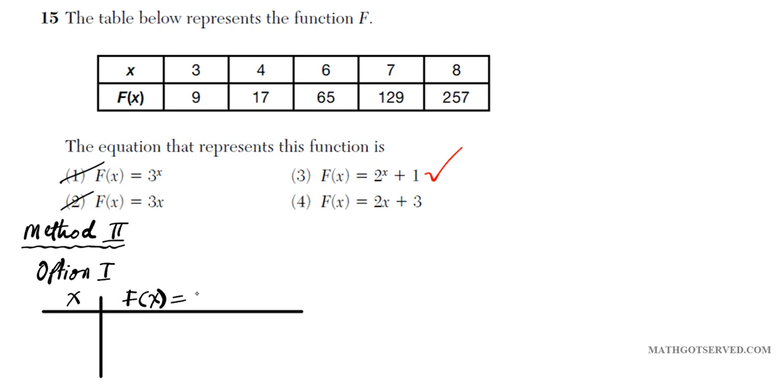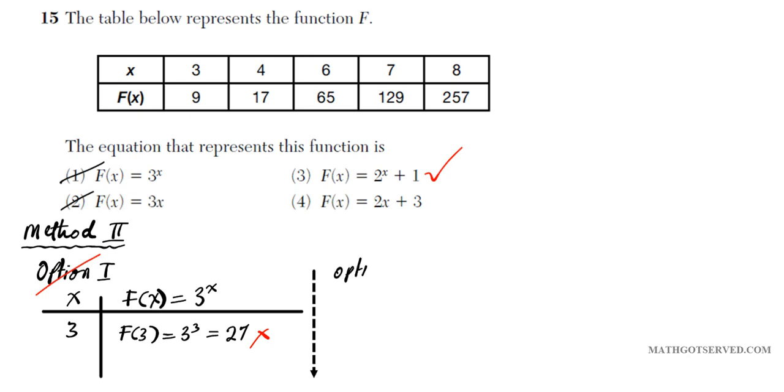Okay? So option 1 is 3 raised to the x power. The first input is 3. Plug it into the function. F of 3 is 3 to the third. That's 27. Is that the output here? The answer is no. So option 1 is a fail. Proceed to option 2. Going to generate another table of values. Remember, we're looking for a perfect match.